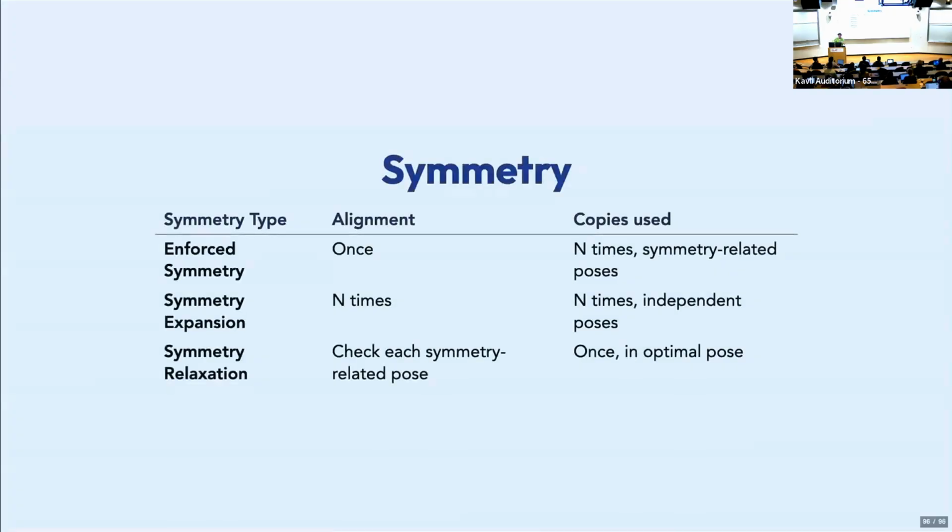Michael's going to talk a lot about them, I think I am as well in some of the case studies. But if you hear people talk about enforcing the symmetry, you're aligning it 1 time, but you're using it n times, where n is the symmetry order of the particle. If you do symmetry expansion, you're aligning it n completely independent times, but you're using each of those alignments only once. And then symmetry relaxation is just checking the poses that are related by symmetry, but only using the particle once. You don't get that n-fold increase in signal-to-noise ratio.